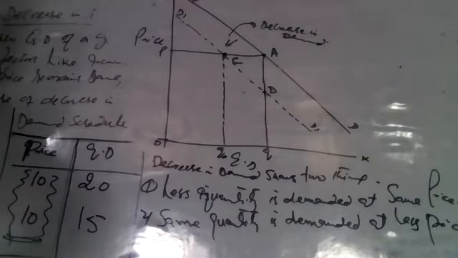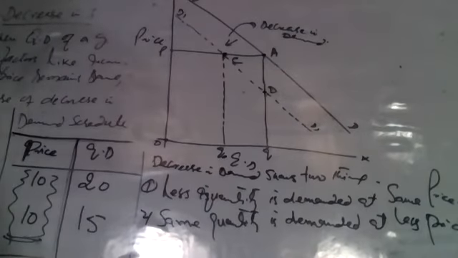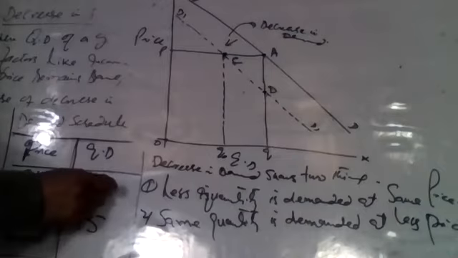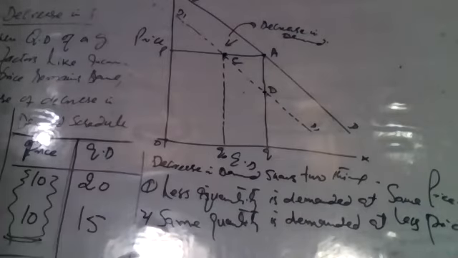When quantity demanded of a good decreases due to change in factors like income, price of related goods, that is factors other than price, and own price of the commodity remains the same, that is the case of decrease in demand. We can show this decrease from the demand schedule: when price is 10, quantity demanded is 20; price is now the same 10, but quantity demanded is 15. Quantity demanded fell from 20 to 15.